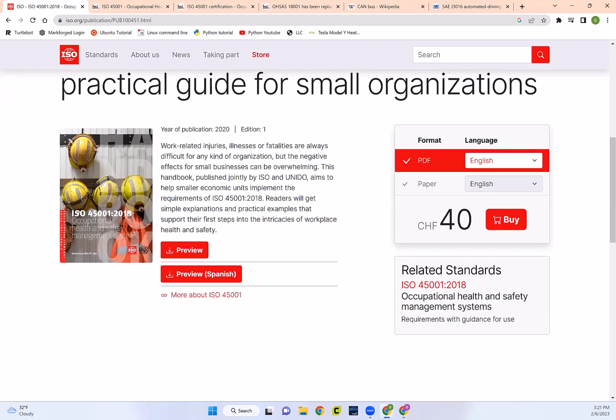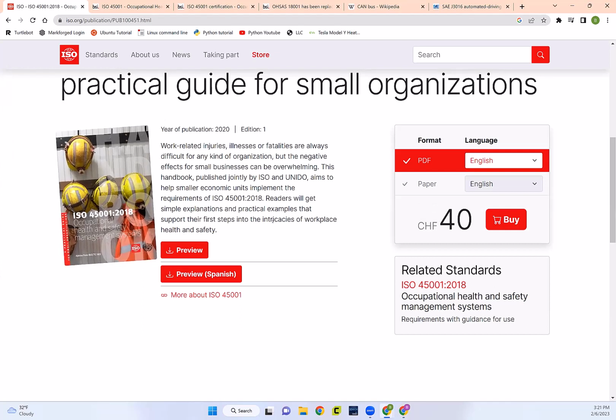A lot of them are put in this kind of practical guide format, so it's a lot easier to review. Let's see what the preview looks like.